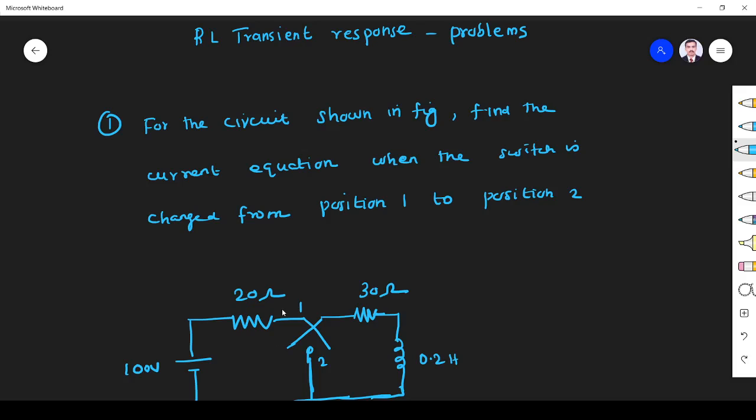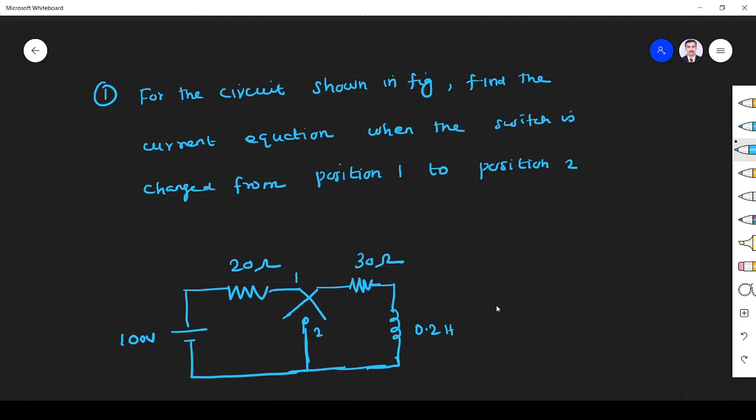Hi friends, in this video we solve problems related to RL transient. The question is, for the circuit shown in figure, find the current equation when the switch is changed from position 1 to position 2. So this is position 1, this is position 2.